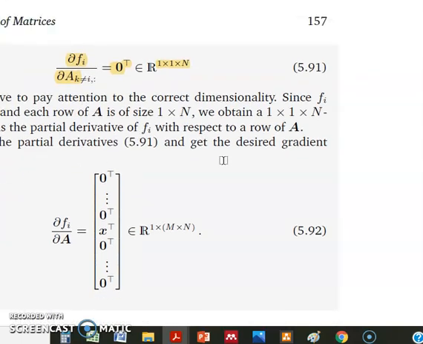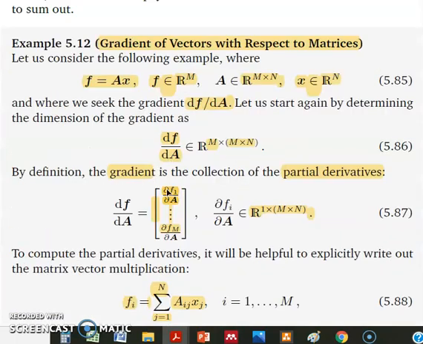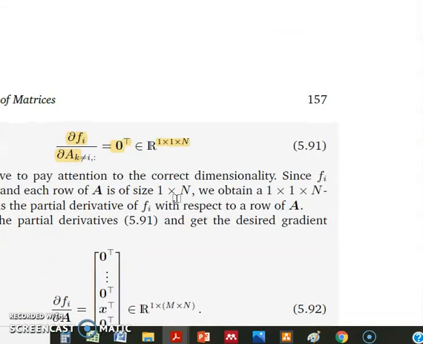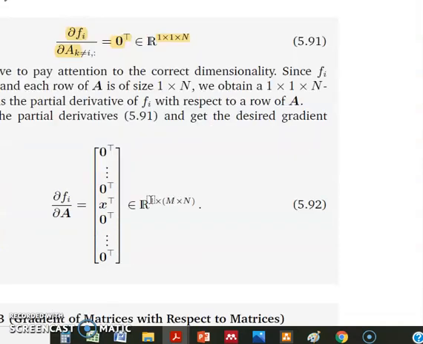Then in order to find the gradient, what we need to do is combine all the derivatives. So what are the derivatives here? Del f1 by del A, up to del fm by del A. After finding each derivative, you need to combine them all together to get what? The gradient of that matrix. The gradient of the vector with respect to that matrix. So you will be getting the result like this.